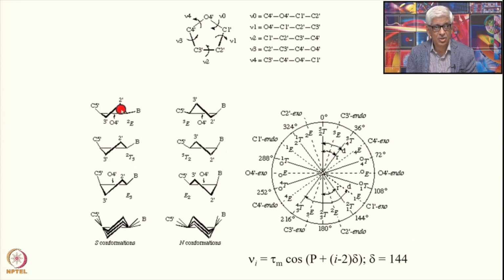So in this case the 2 prime is above the plane of the ring, and the 3 prime is below the plane of the ring, and the O4 prime is here. The O4 prime is always there only, and in this structure the 3 prime is above the plane of the ring and the 2 prime is below the plane of the ring. So here you see both the things are above and below.